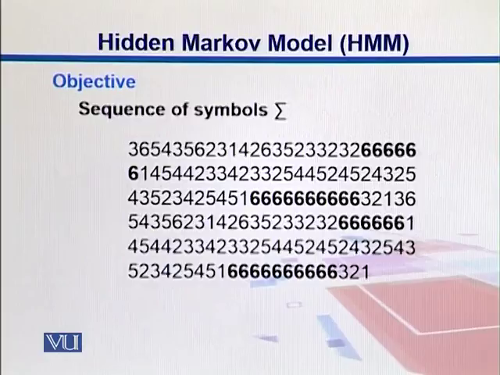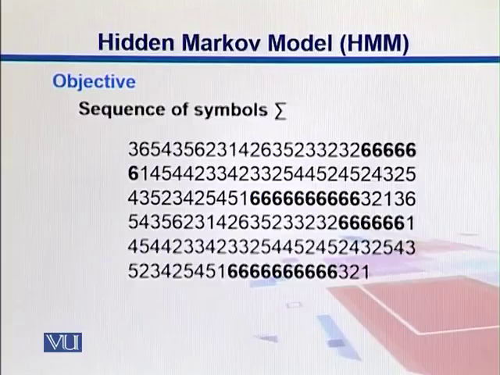Let's see, we have a sequence of symbols like this. These are some results which somebody recorded from throwing these dice multiple times, and we observe this kind of data. So the objective of this hidden Markov model is to go back and look into which part of this sequence is coming from a fair die and which part is coming from a loaded die, and what are the probabilities associated with them.